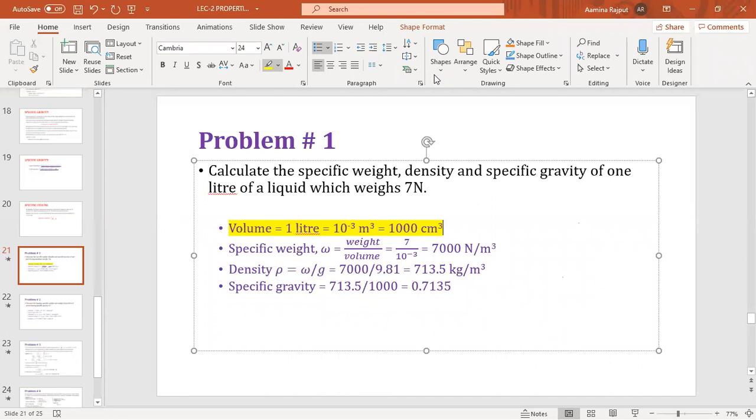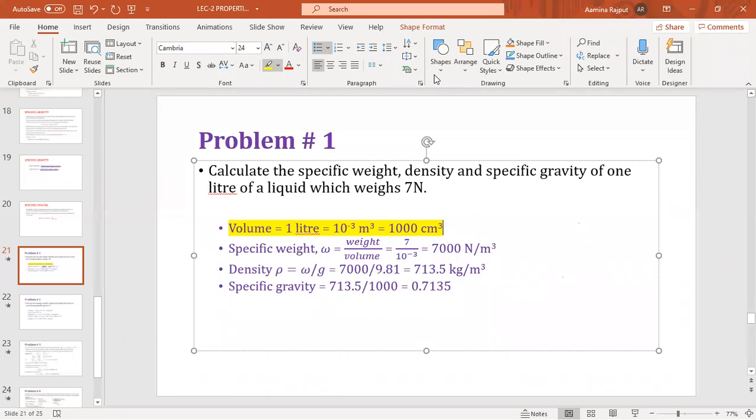So first of all, you have to notice the given data, which is the weight, 7 Newton, and the 1 liter of liquid. As we're going to use SI units, it is recommended to convert the liter to meter cube, and we know 1 liter is 1 decimeter cube, and deci is 10 to the power minus 1. So decimeter cube is 10 to the power minus 3 meter cube.